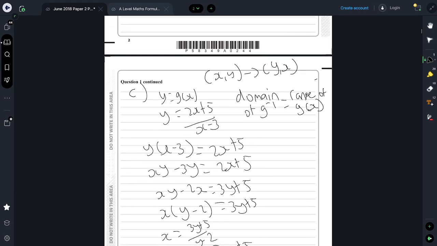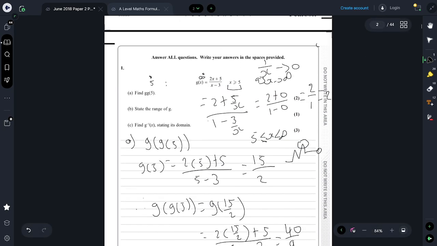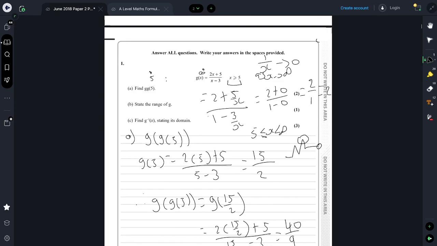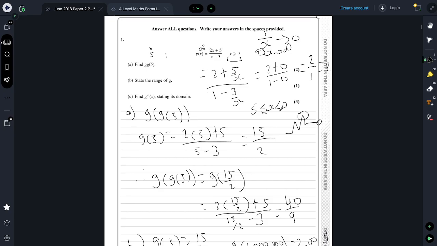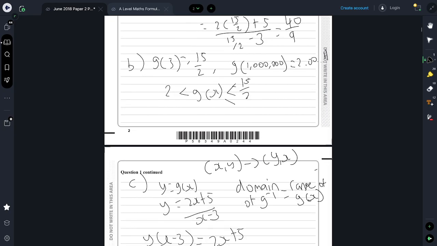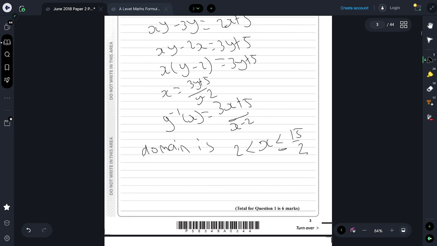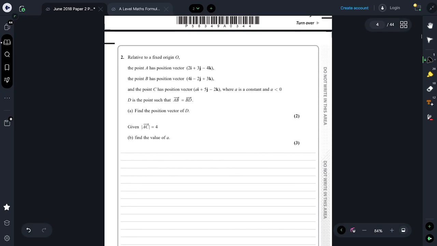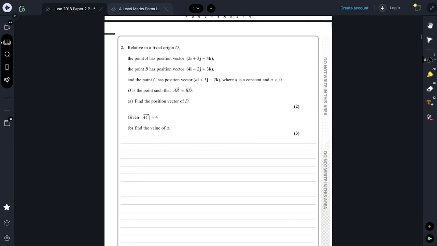Oh god, I'm not gonna lie, not the nicest question to ease you in. Part A, obviously quite nice. Inverting it shouldn't be that difficult. But yeah, part B especially can be quite tricky, especially because range is quite a tricky topic at A level. So yeah, not the nicest. Okay, let's see this vector question then.